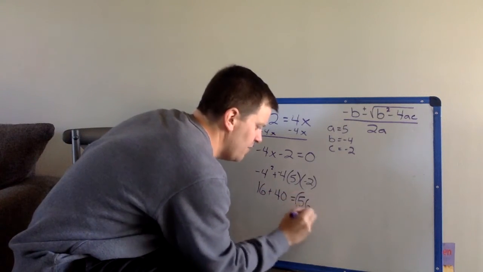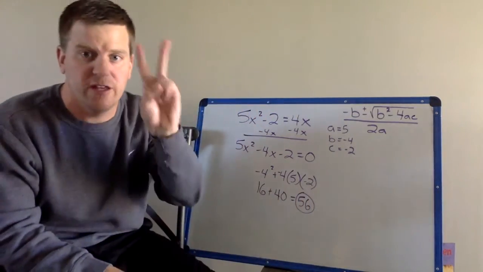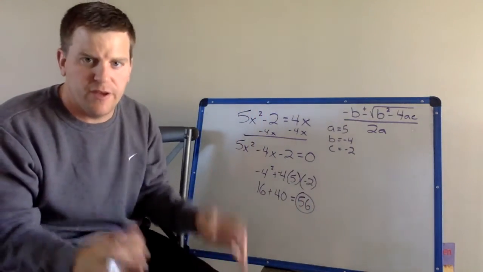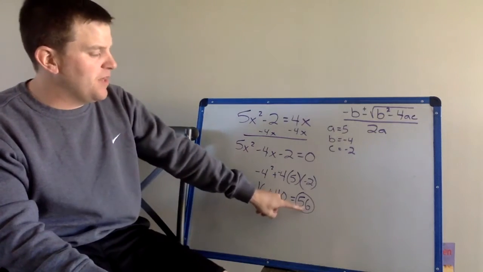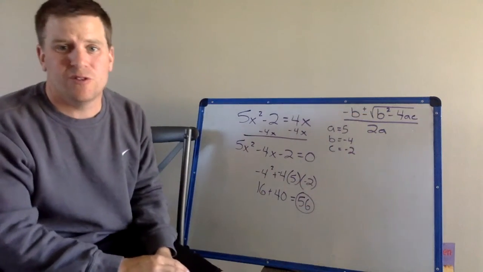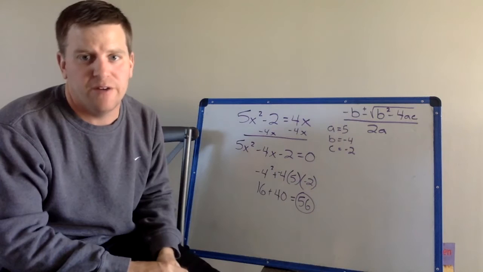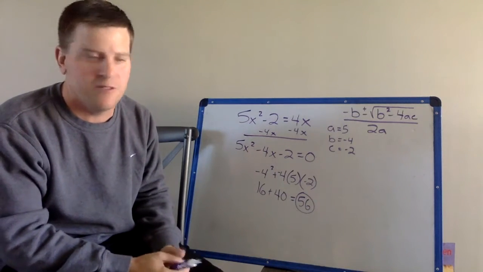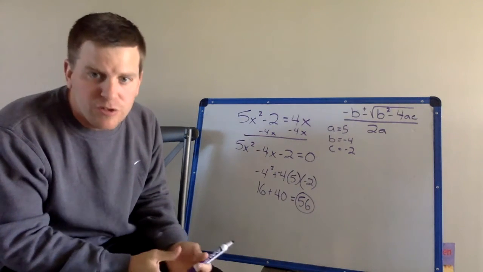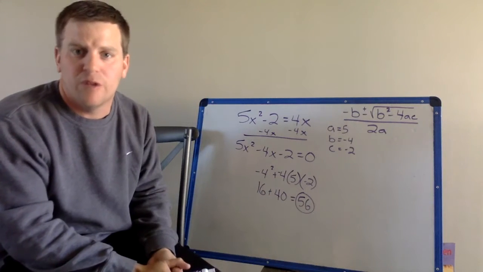All right, positive number, right? So we know we're going to get two solutions. We got to figure out what they are. Okay, now think about this. When we plug this under the square root, we don't know the square root of 56. We're probably going to have to use a calculator to find that. So this is going to be a decimal answer. This is going to be an irrational number, which just means it's not going to be a whole number.